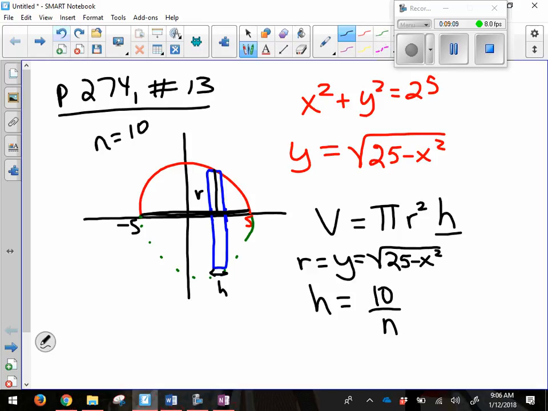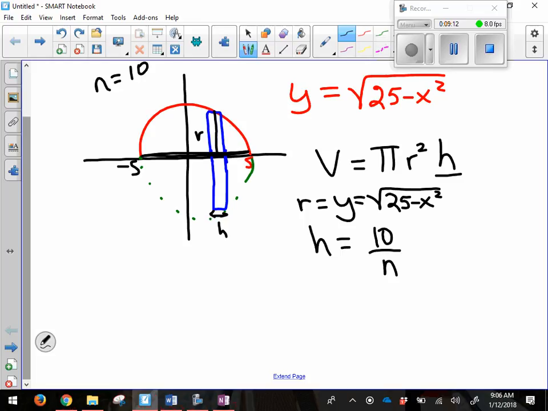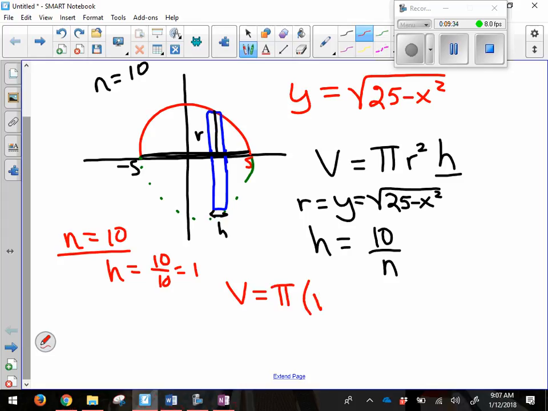So they tell you, okay, let's do it this way. The first thing they tell you to do is to let n be equal to 10. So if n is equal to 10, then h is 10 over 10, which is equal to 1. Right? You with me? Which means that v is pi r, which is the square root of 25 minus x squared, that whole thing squared times 1. So that's what you want to put in your calculator for y1.